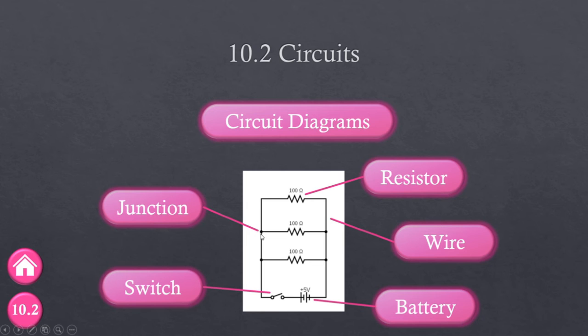Where the lines meet, that's called a junction, and that's where two or more wires just join together or split apart. This is a switch. A switch is a device that can open or close the circuit. If you open the switch, then the circuit stops and electricity cannot flow through it. If you close the switch, then the circuit turns on. And every circuit needs a power supply. This collection of long and short lines represents a battery.